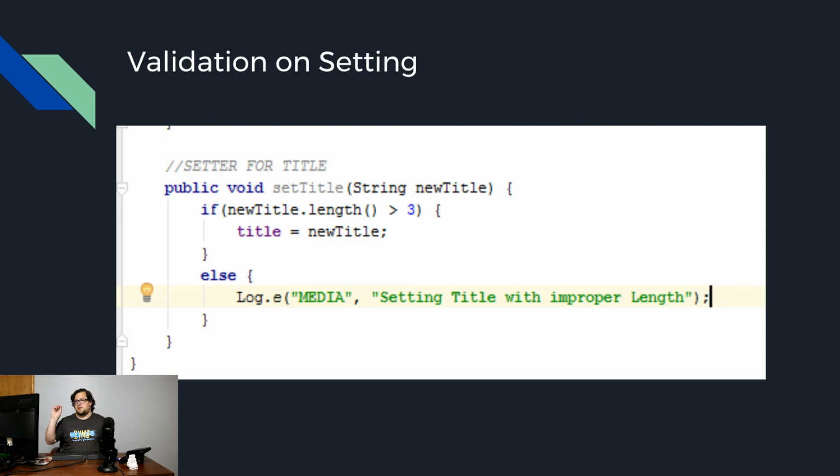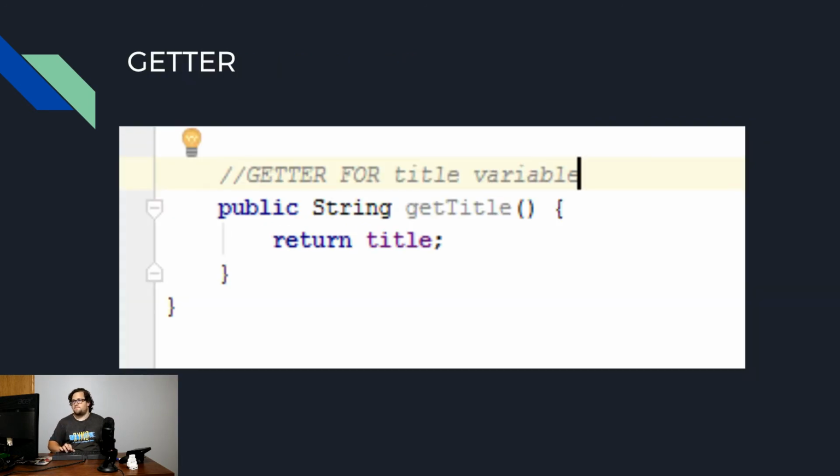So setter, just a public function, typically named public void because you want access to it from anywhere. Set, and then the variable name. So in this case, set title, where title is now capitalized, and then the one parameter, string type, or whatever type that variable happens to be.